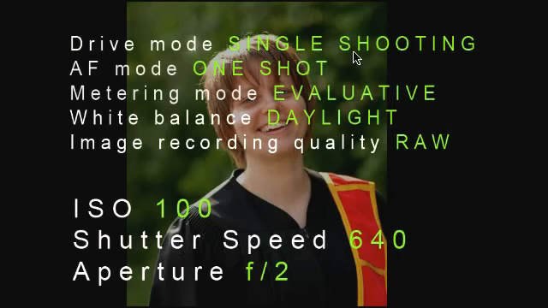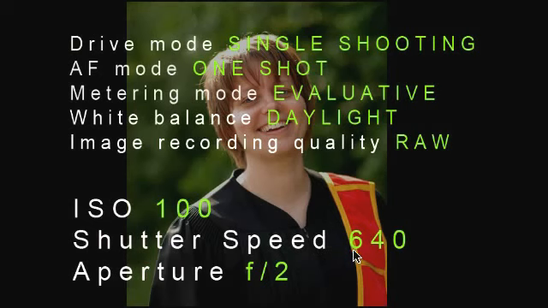So I set my drive mode to single shooting, autofocus mode to 1 shot, evaluative metering, and I chose daylight for white balance to bring out the whiteness in her skin. It worked very well. And I shoot in RAW, ISO 100 to keep a nice fine grain, and I chose a large aperture, f2, to throw the background out of focus.